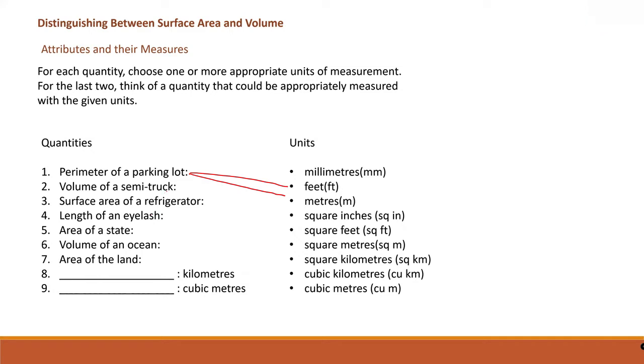Volume is measured in cubic meters. It cannot be cubic kilometers, only for something huge. Volume we obviously have to go for cubic meters. And for the surface area of the refrigerator, we are just interacting, that's it.